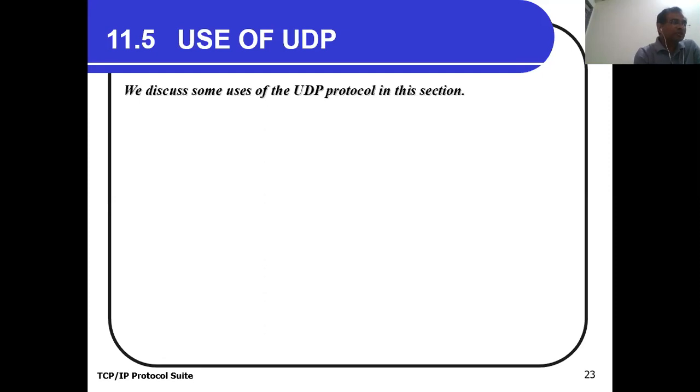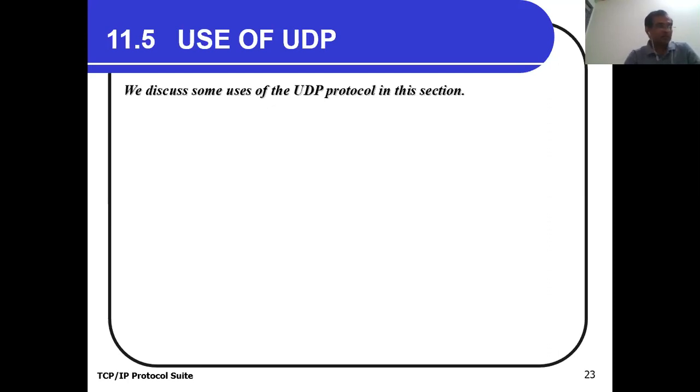UDP is suitable for a process with internal flow and error control mechanisms, for example TFTP, Trivial File Transfer Protocol. The process includes flow and error control in itself, and it can easily use UDP. UDP is also a suitable transport protocol for multicasting and broadcasting. Multicasting and broadcasting capabilities are embedded in the UDP software, but not in the TCP software, which is really interesting. UDP is used for management processes such as SNMP, the Simple Network Management Protocol, and for some route updating protocols such as Routing Information Protocol, that is RIP.